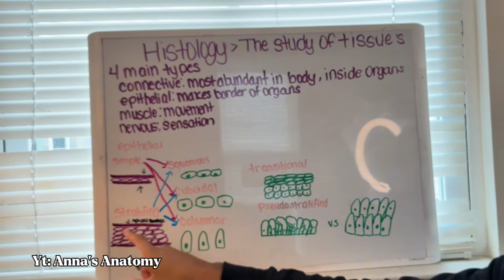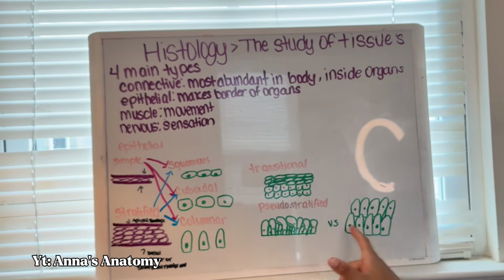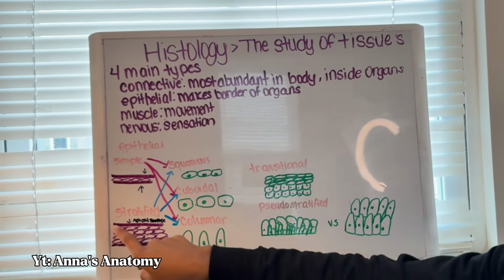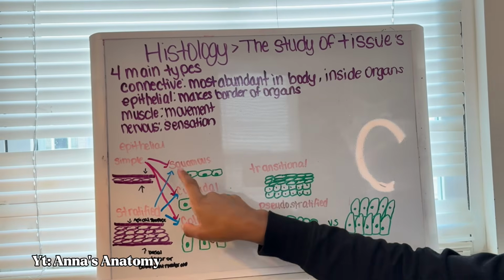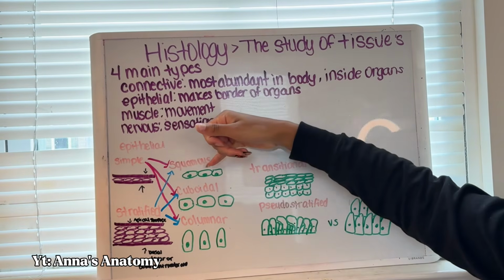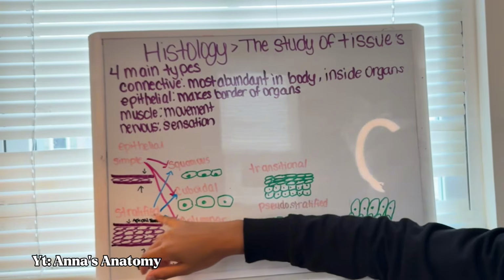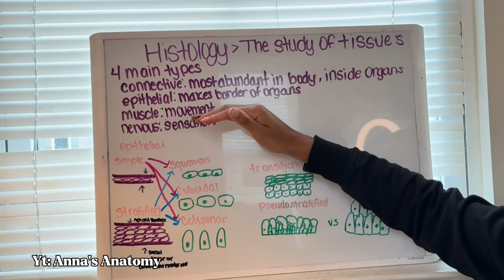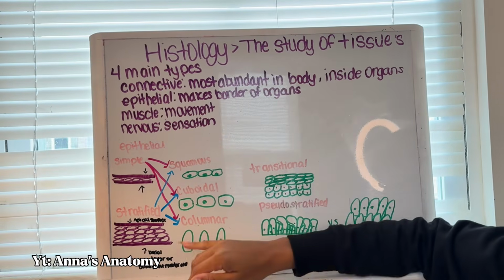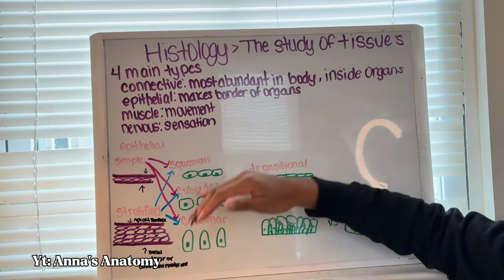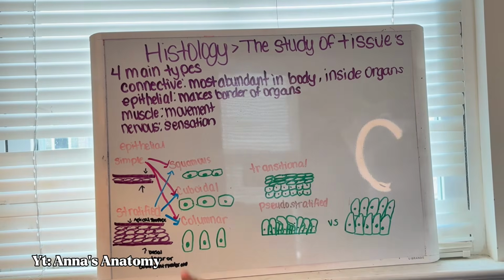Now moving on, we would have stratified. I didn't draw them out, but stratified just means it has multiple layers. So we have stratified squamous, so that means there will be multiple flat-like cells stacked on top of each other. We have stratified cuboidal. This would be multiple cube-like cells stacked on top of each other. And then we have stratified columnar. This would be multiple column-like cells stacked on top of each other.